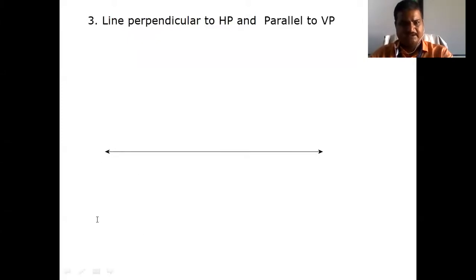Immediately name this line X, Y. Here one can see a point view in this top view. Then you must draw a projector passing through it.